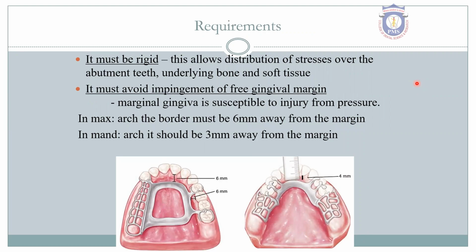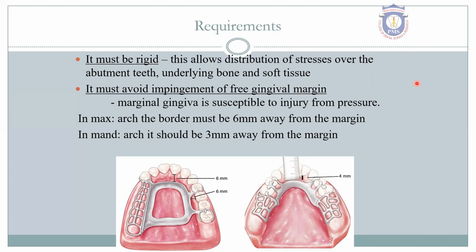What are the ideal requirements of a major connector? First and foremost, it must be rigid. This allows for the distribution of stresses over the abutment teeth, the underlying bone, and the soft tissues. It should not impinge on the pre-gingival margin. That is, the marginal gingiva is susceptible to injury from pressure, so we should avoid impingement on the pre-gingival margin.